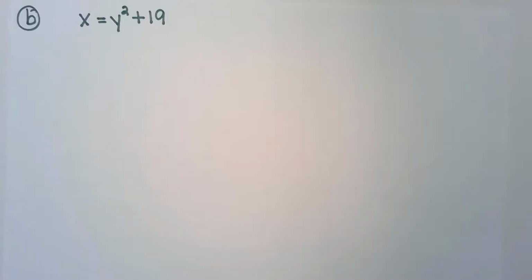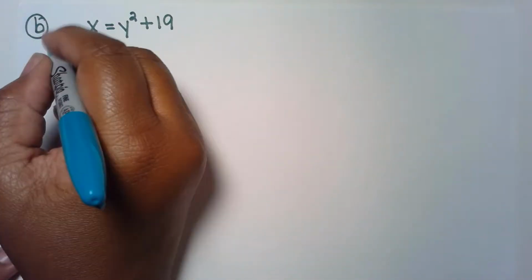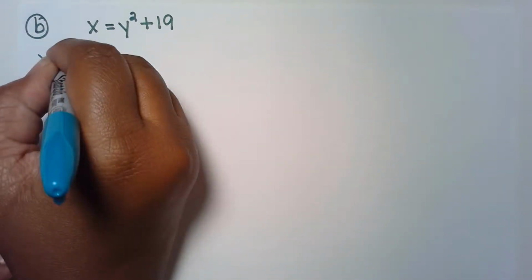So we want to determine whether x equals y squared plus 19 is symmetric with respect to the y-axis, the x-axis, the origin, more than one of these, or none of these. So let's go ahead and check with the first one. Let's look at the y-axis.